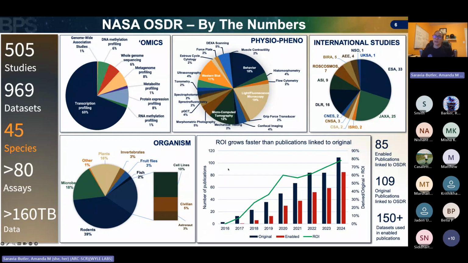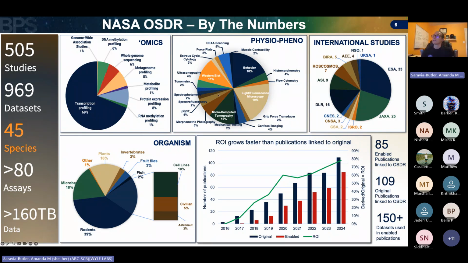And so a little bit about what the Open Science Data Repository contains. As I mentioned, it contains a variety of different omics data types. This is a breakdown of some of those major classes of omics. You can see that the majority of the data that we have currently is transcriptomics profiling. So this is measuring RNA or gene expression.